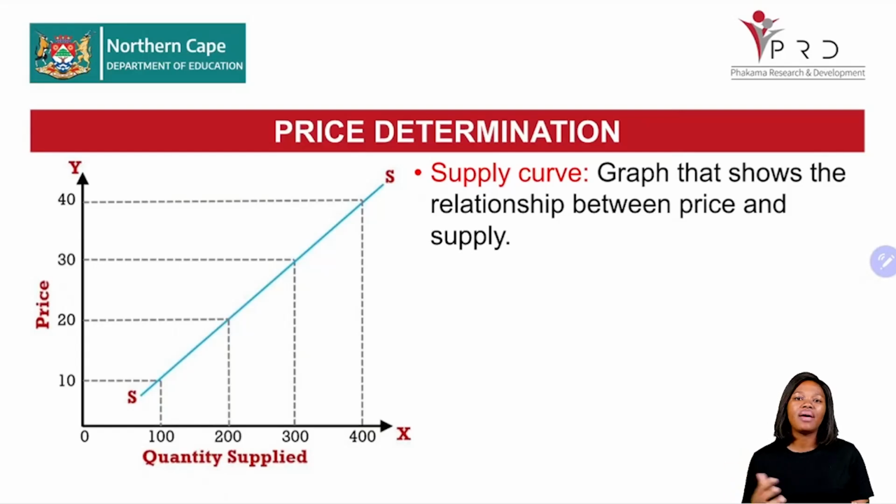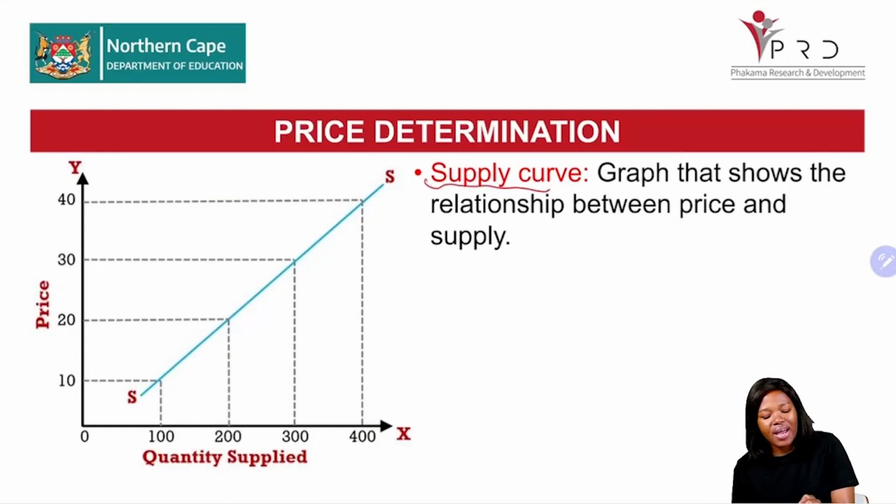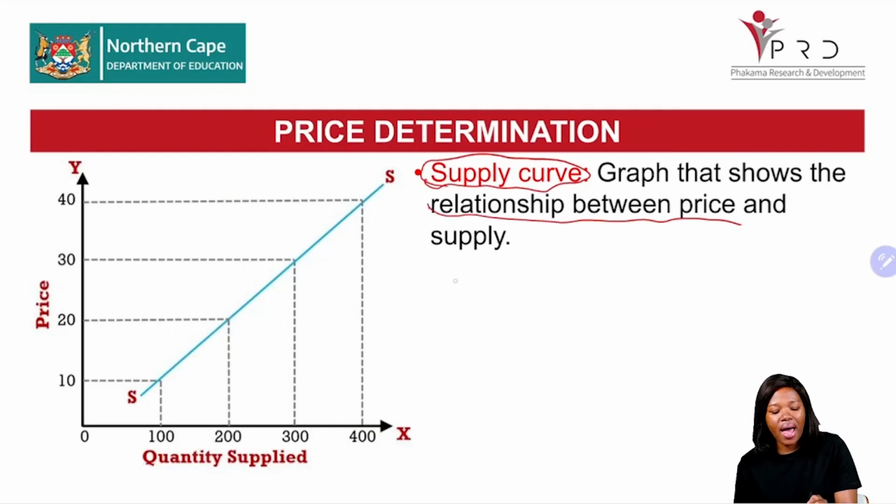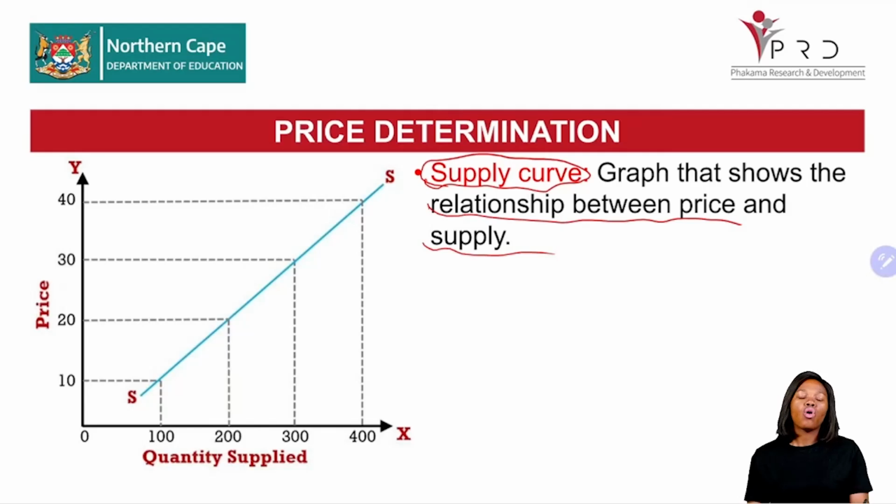Now, when in the exam you are asked to indicate what is the name of that line, it is the supply curve. Why? Because it is a graph. The supply curve is a graph that shows the relationship between the price and the supply, controlled by the supply law. So it is the supply law that controls how the supply curve will look.